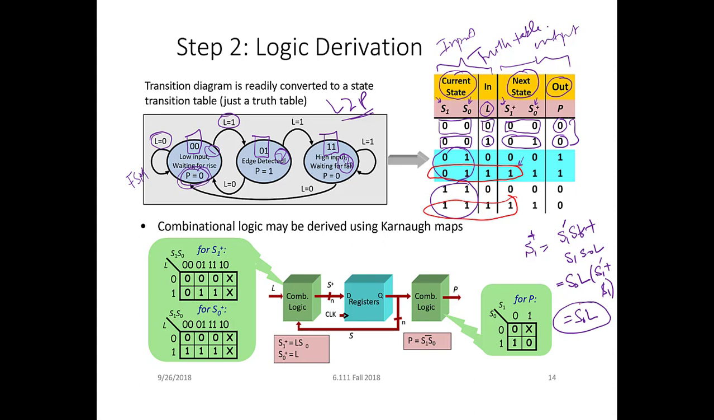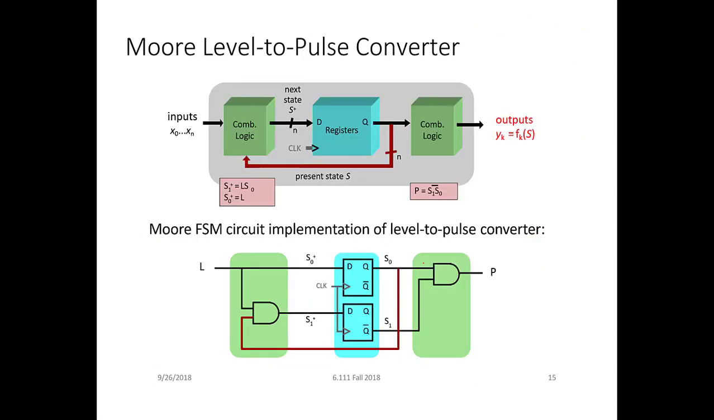Similarly, you can write the equation of S0 plus, which is L. You can write the equation of output, which is 1 here, and this is P is equal to S1 into S0 bar. So these are your three equations, and if you draw it, the circuit is like this.